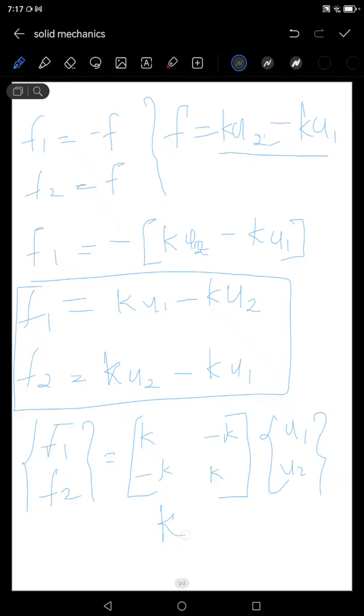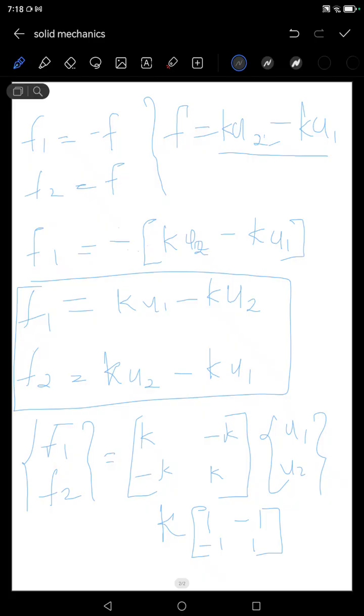So this is our, what do we call? We call it a stiffness matrix. This is our stiffness matrix: K, minus K, minus K, K. Okay, we can also write this whole thing as K times 1, minus 1, minus 1, 1, like this. So the K multiplies this 1 and negative 1, and then we get the positive and the negative, negative and the positive, like this. So this is how we write the matrix form.